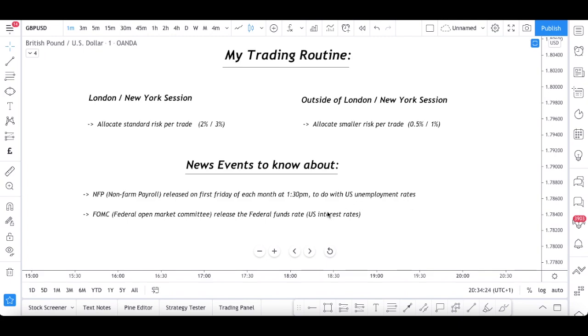And the other news event that I like to look at is the FOMC, which stands for the Federal Open Market Committee, which is basically their monetary committee for the US. And they basically release the federal funds rate, which is all to do with the US interest rates. Now, when you are looking at anything on Forex Factory, which is where I like to look at my news events, I also like to look at it on investing.com.